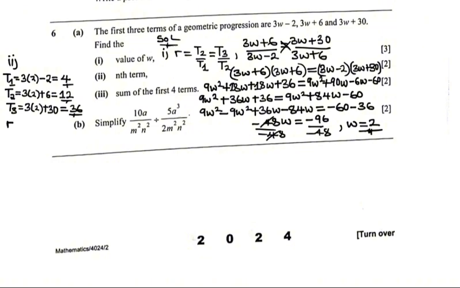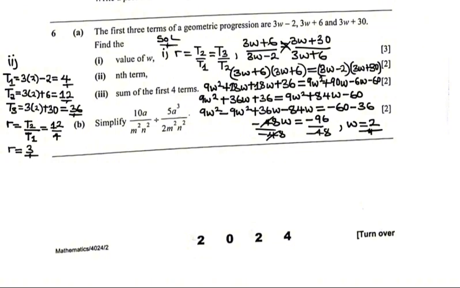So we can actually get the common ratio from these values. So R is going to equal, I'll use T2 divided by T1. So T2 is 12, divided by T1, which is 4. So R is equal to 12 divided by 4, that is 3. So the common ratio is 3.